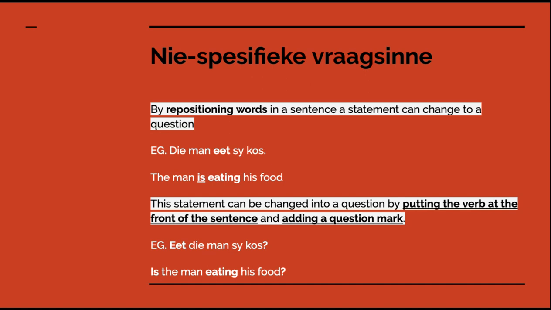For example, die man eet sy kos would change to the man is eating the food. This statement can be changed into a question by putting the verb at the front of the sentence and adding a question mark. Example, eet die man sy kos? Is the man eating his food?